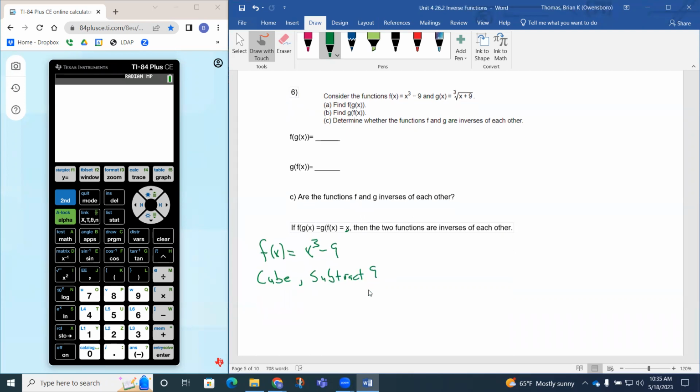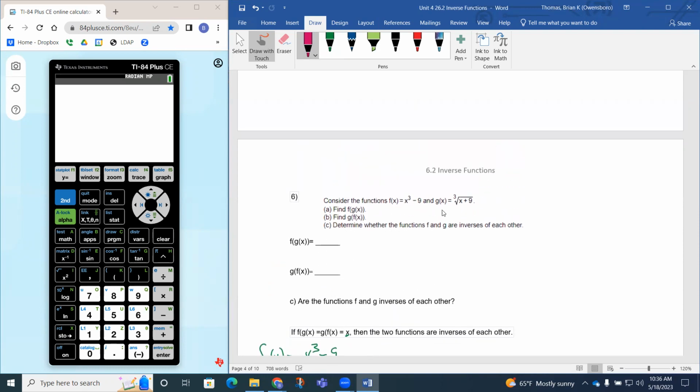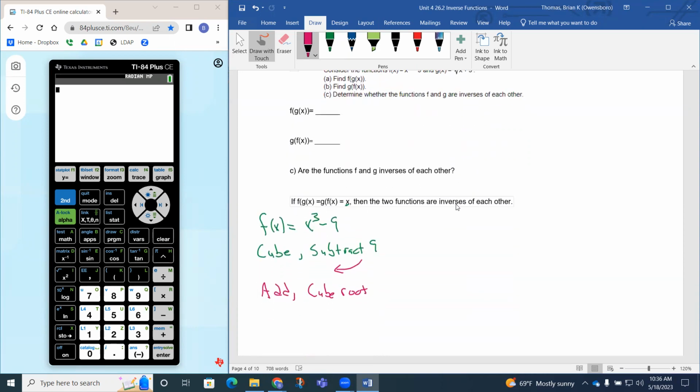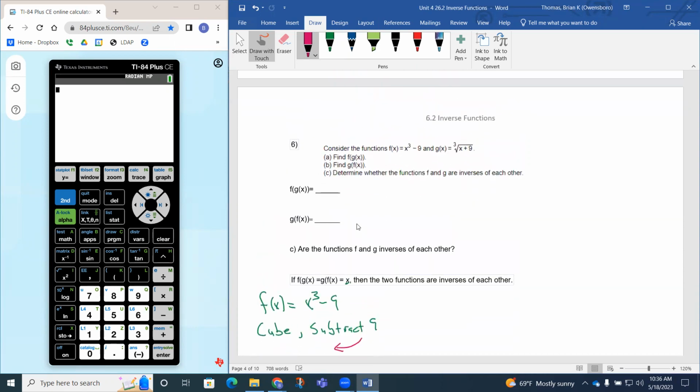So if I reverse that process, what we should be picking up on is, if we go the other direction, the first thing I should be doing is adding 9. And then instead of cubing, we would be doing the cube root. So if we look up here, we are adding 9 first, and then we are taking the cube root second. So that looks like that's going to be the inverse. So I would say that these are both going to be equal to x, and we can move on.